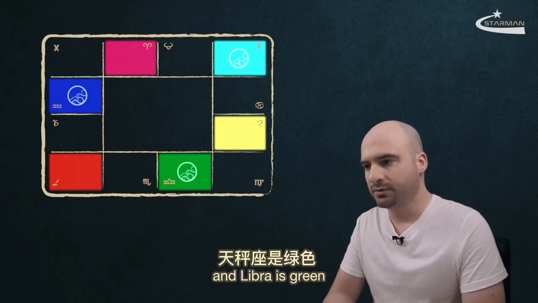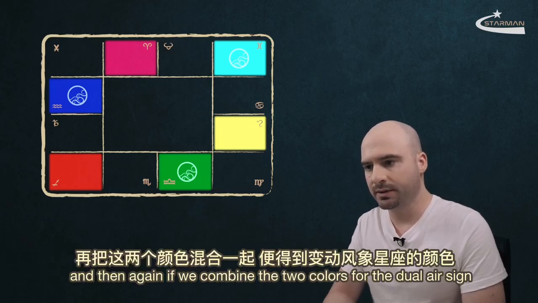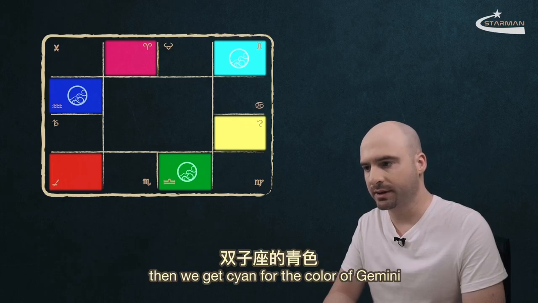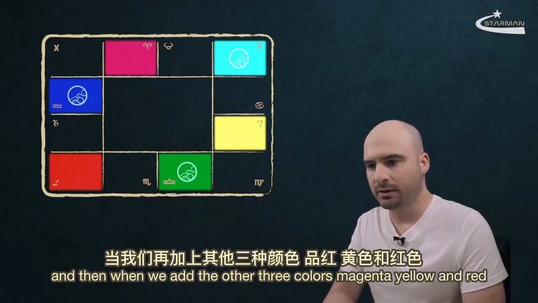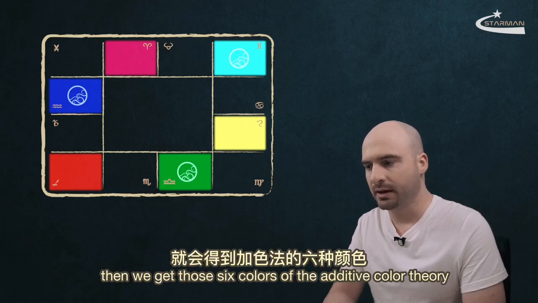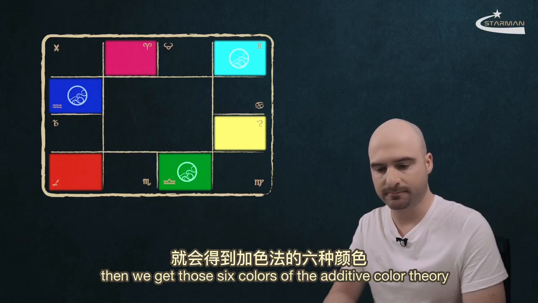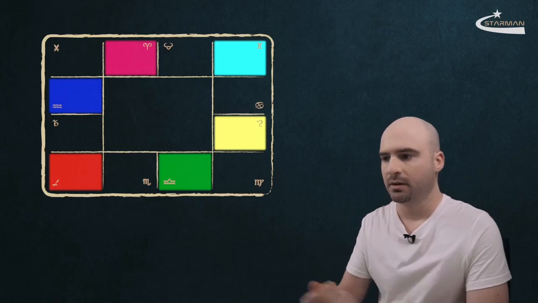And Libra is green, Aquarius is blue, and then again, if we combine the two colors for the dual air sign, then we get cyan for the color of Gemini. And then when we add the other three colors, magenta, yellow, and red, then we get those six colors of the additive color theory.